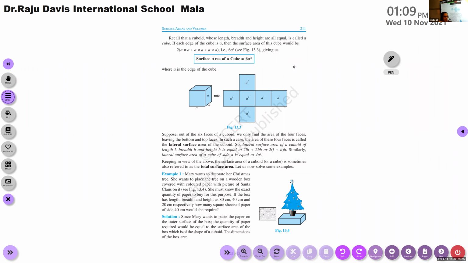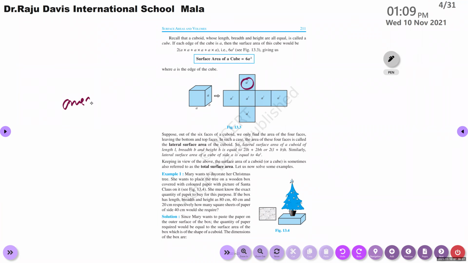What is the shape of all sides? Square. All sides are squares, and we know that the area of a square is? S into S. If the side is A, the area will be A into A. The area of a square with side A is A square.